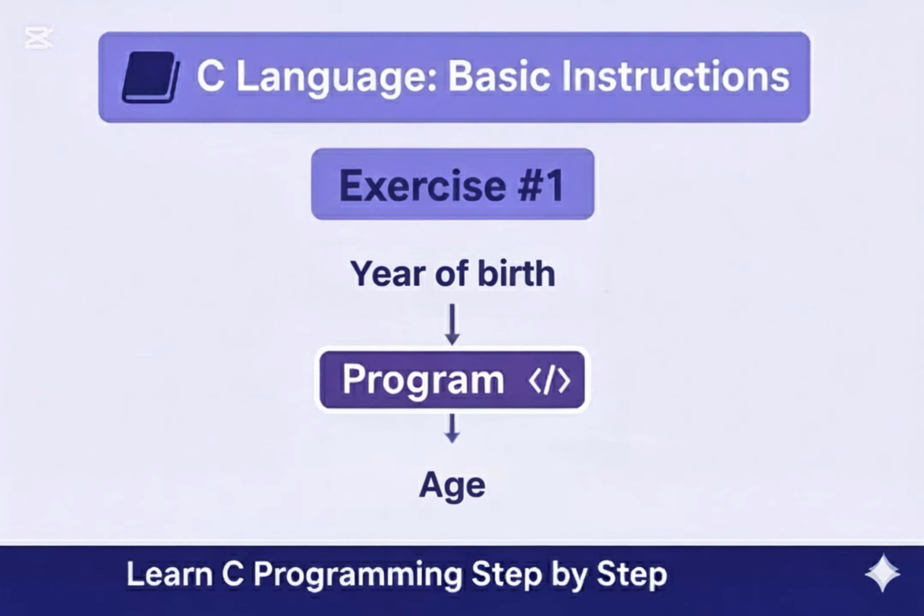Before we write the code, let's analyze the workflow. The logic follows a specific path. First, we identify the input, which is the year of birth. Then, this value moves into our program, where the calculation happens. Finally, the program produces the output, which is the age. By following this flow, we ensure our code is organized and performs the calculation correctly from start to finish.